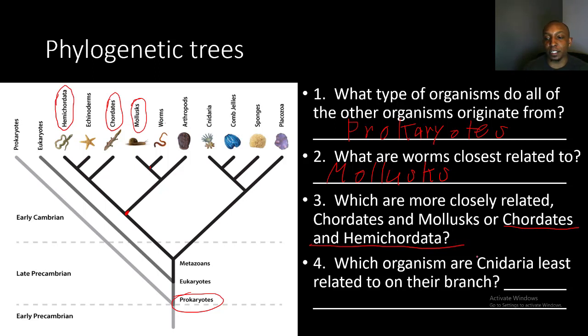Then number 4, which organisms are Cnidaria least related to on their branch? So here are Cnidaria right here, and it's hard for me to say. But if you notice, they're the closest related to comb jellies, but if we go all the way across, they're the least related to Placozoa. How can we tell? Because they're the furthest apart from each other on that branch.